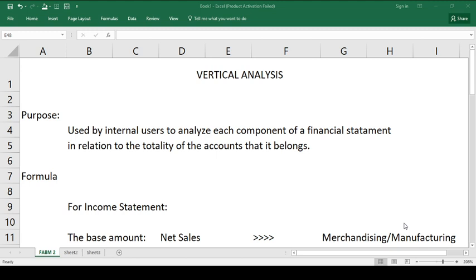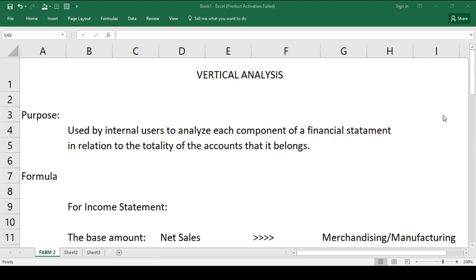Okay, our discussion for today, in continuation of financial analysis and interpretation, will be the second method of interpreting and analyzing the financial statement. So our topic will focus only on vertical analysis, because last time we already discussed horizontal analysis. Now, vertical analysis naman.